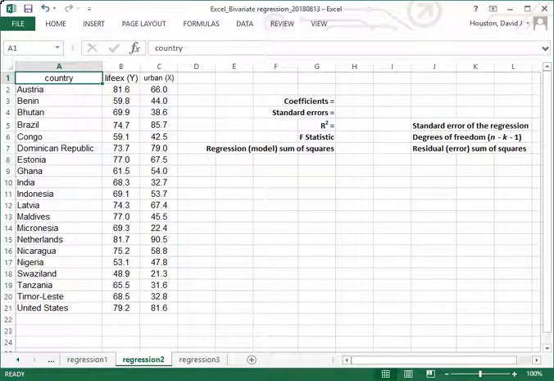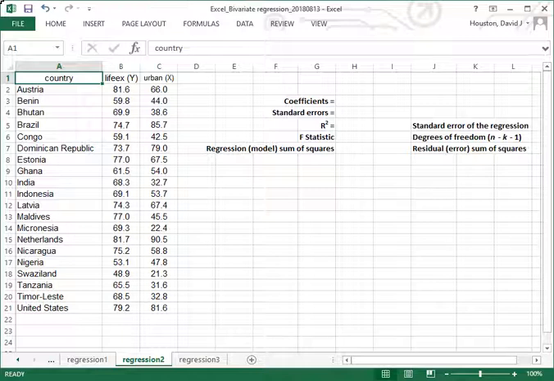What we have before us are data for 20 countries on two variables. The variable that I have listed in column B is life expectancy, and you notice it's the Y variable, so I'll treat that as my dependent variable in this regression analysis. And it's average life expectancy at birth in years. Then in column C is the independent variable, which is the level of urbanization in a country, percent of the population that resides in an urban area.